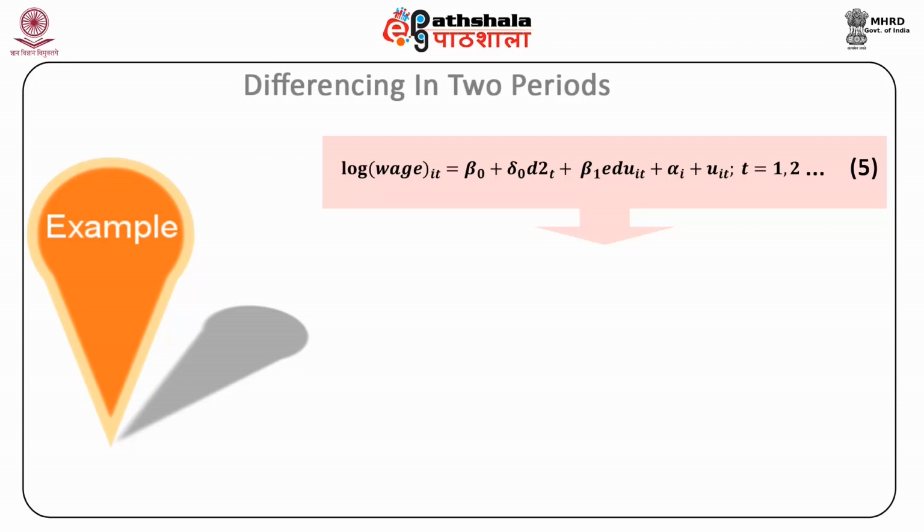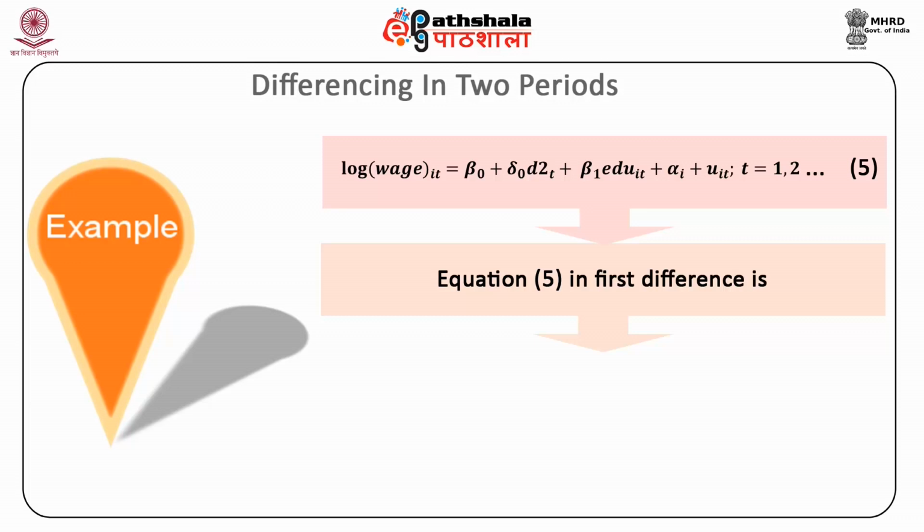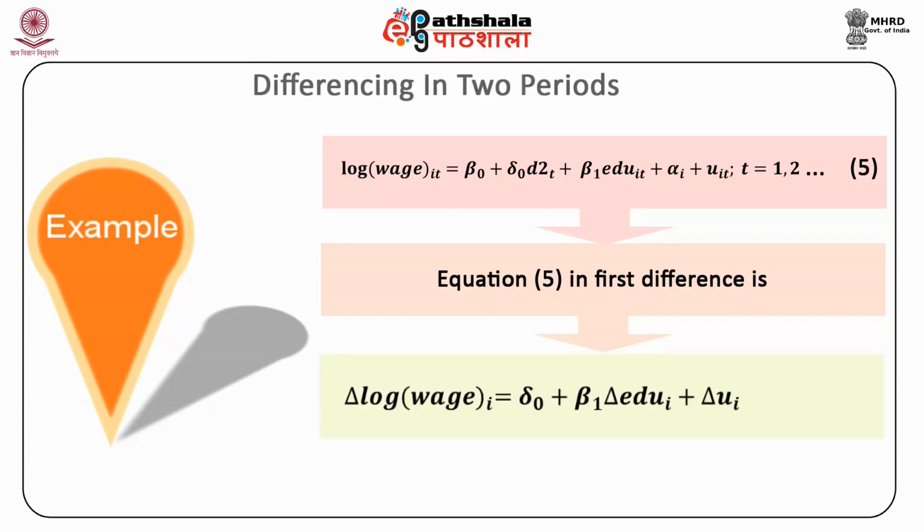Since innate ability by definition does not change over time, panel data methods seem ideally suited to estimate the return to education. Equation 5 in first difference is delta log wage_i equal to delta 0 plus beta 1 delta edu_i plus delta u_i, which is our equation 6, and it can be estimated using OLS.